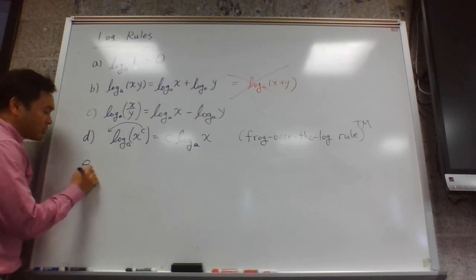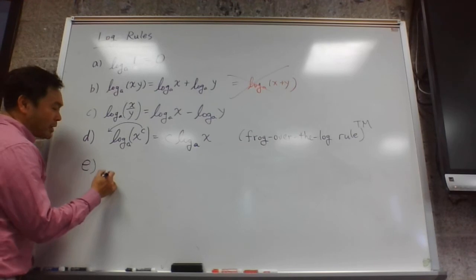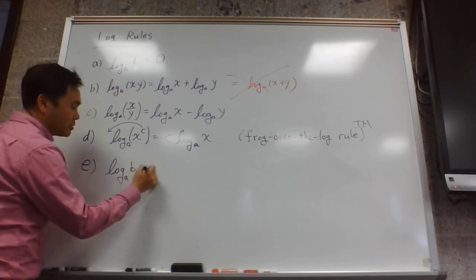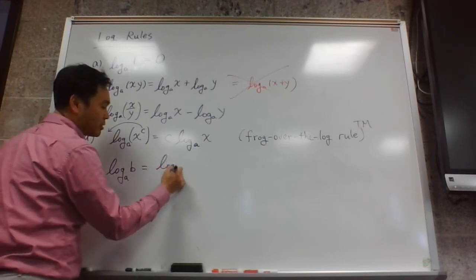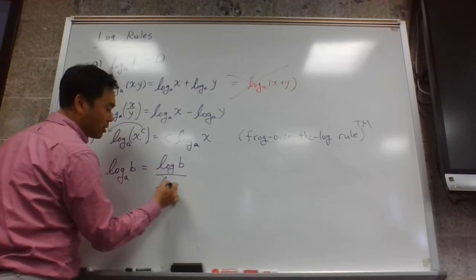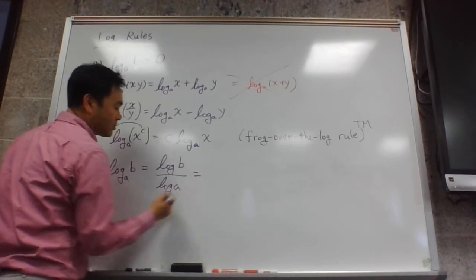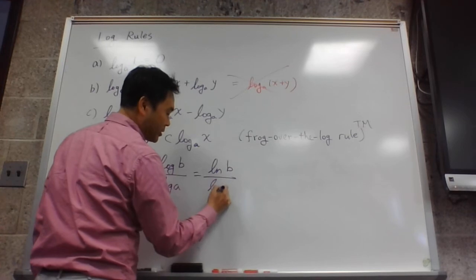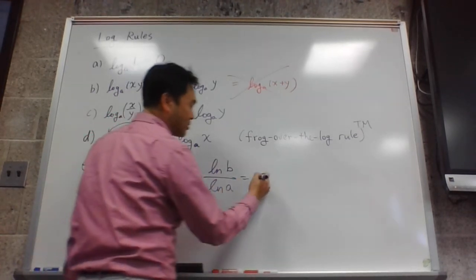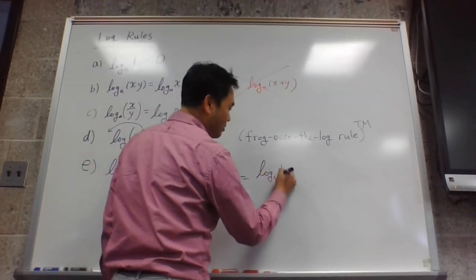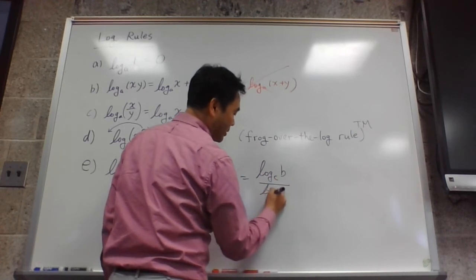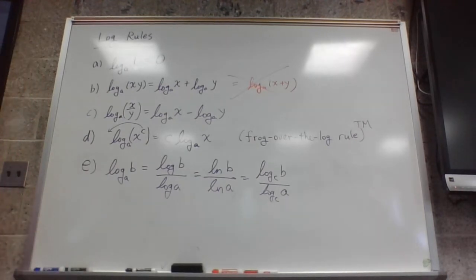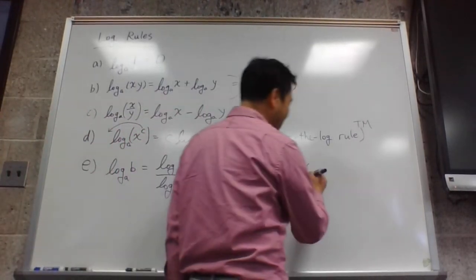And then the last rule that you have to know is something called the base change formula. Log A of B is log of B over log of A. And this is also the same as ln of b over ln of a, and that's also the same as log base c of b over log base c of a. And this is called the base change formula, and that's an official name.